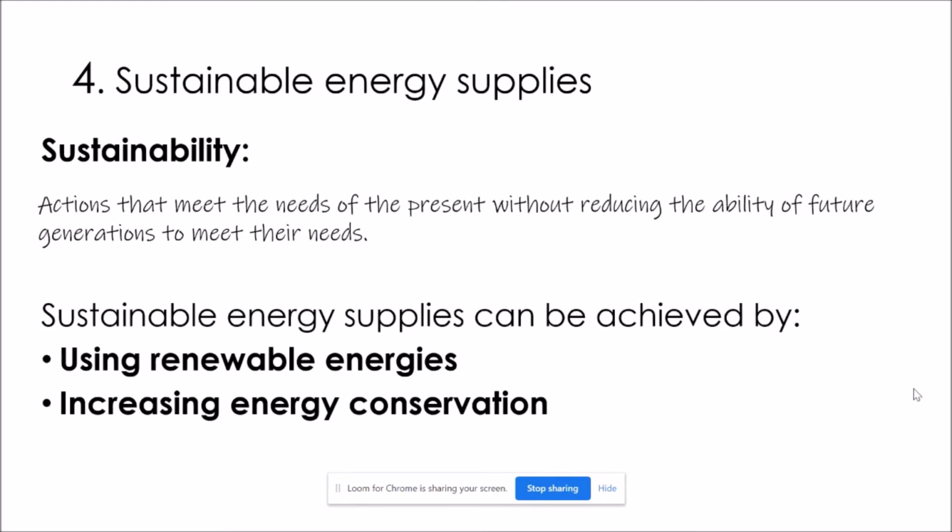When we think about sustainable energy supplies, which is towards the end of your checklist, we need to think about, again, what that sustainable word means. So sustainability, as a definition, is actions that meet the need of the present without reducing the ability of future generations to meet their needs.